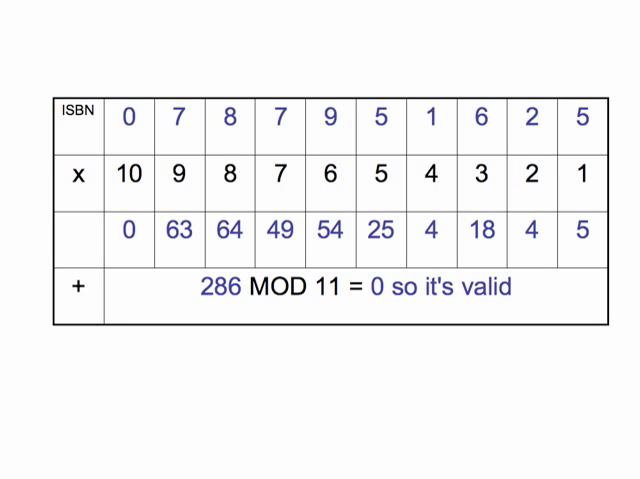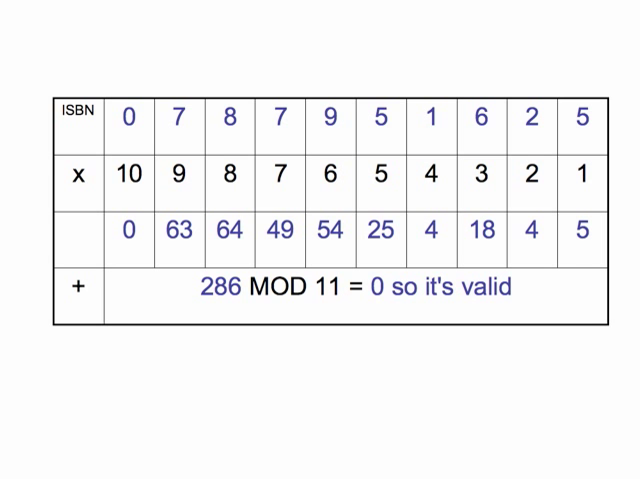Now all of these products are added up to give a grand total. If that total is evenly divisible by 11, then the checksum was valid. If it's not evenly divisible by 11, then the number wasn't valid.